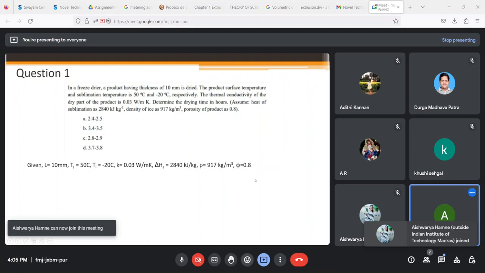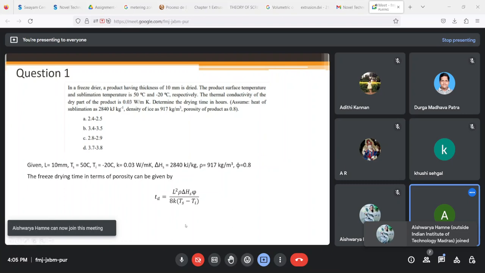So when you have porosity given, how you'll calculate the freeze drying time is that Td, which is your freeze drying time, is equal to L square rho into delta Hs into phi divided by 8k into Ts minus Ti. So here L stands for your thickness of your product, rho stands for the density of the ice, delta Hs stands for the sublimation heat, phi stands for the porosity of the product, k stands for thermal conductivity, Ts for the surface temperature, and Ti as the sublimation front temperature.